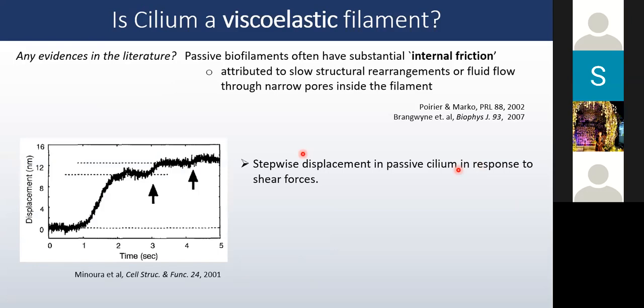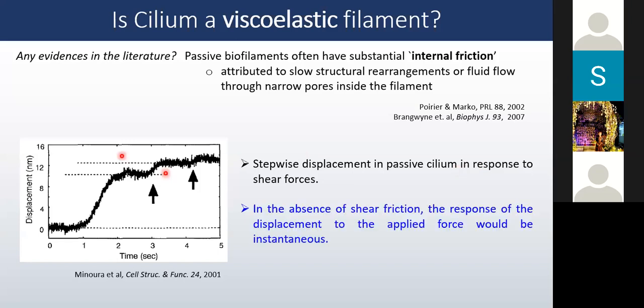Now you can see that it is not instantaneous. Immediately it does not go from 0 to whatever number, say 10. So that means there is a friction in the system, right? If the response is like this and not instantaneous, it means that there is a friction. So the term is a shear friction, and this is the same paper which gave the value for the spring constant of an axoneme, but they have missed this subtle detail that in the absence of shear friction, the response should have been instantaneous. So we have proved that the cilium is a viscoelastic filament.